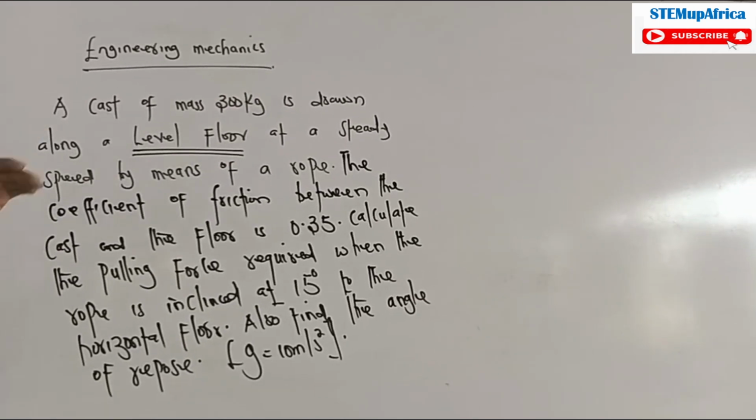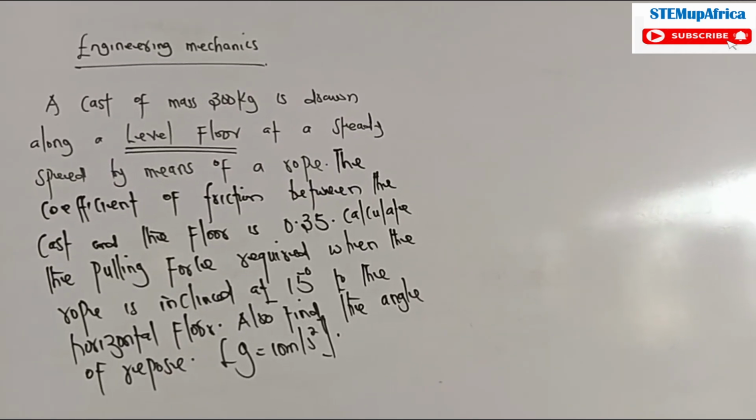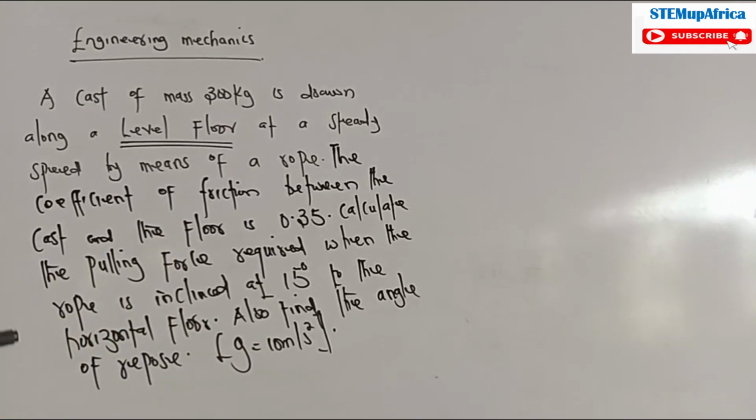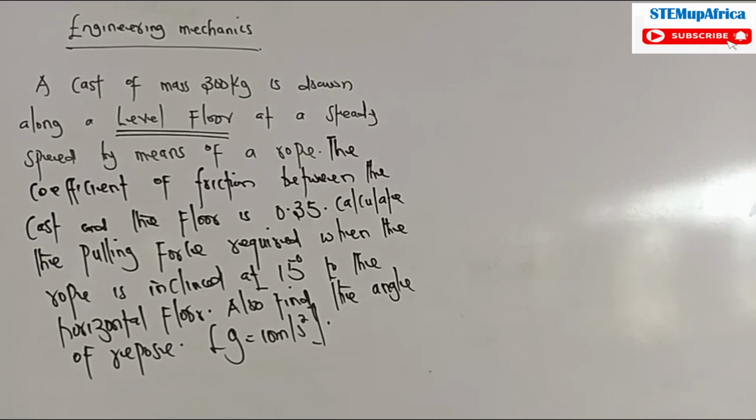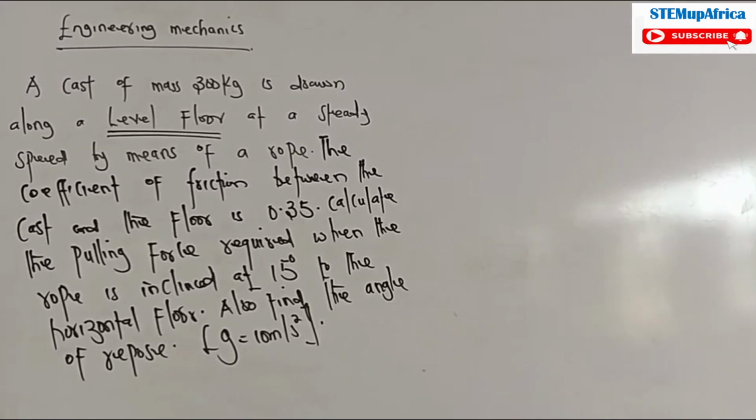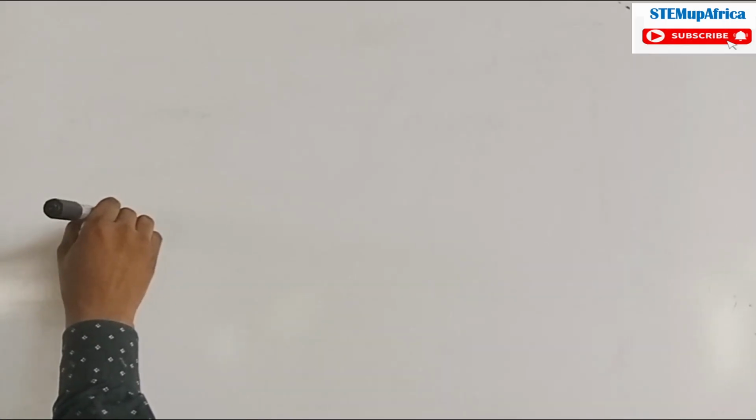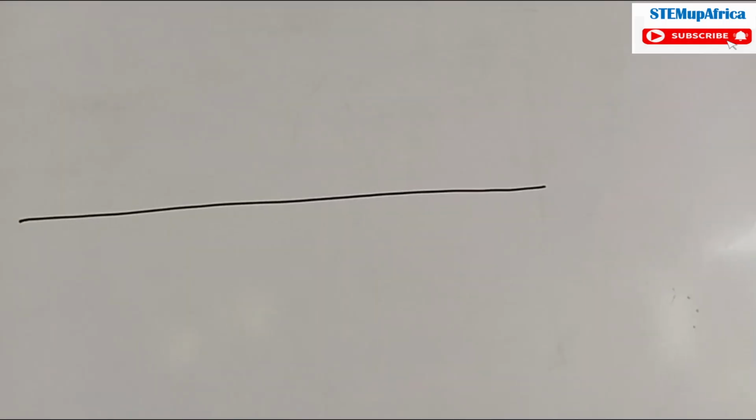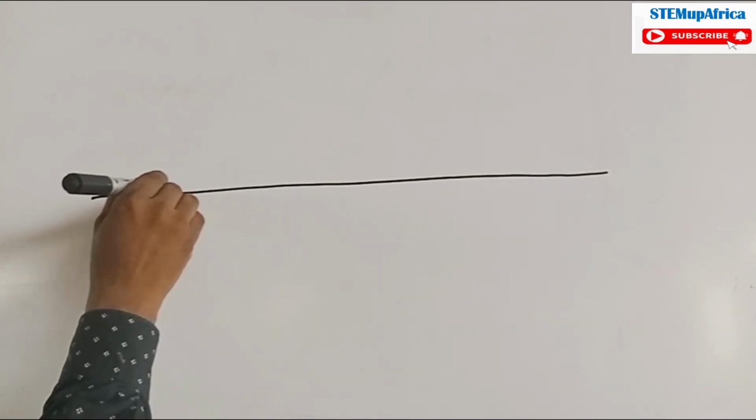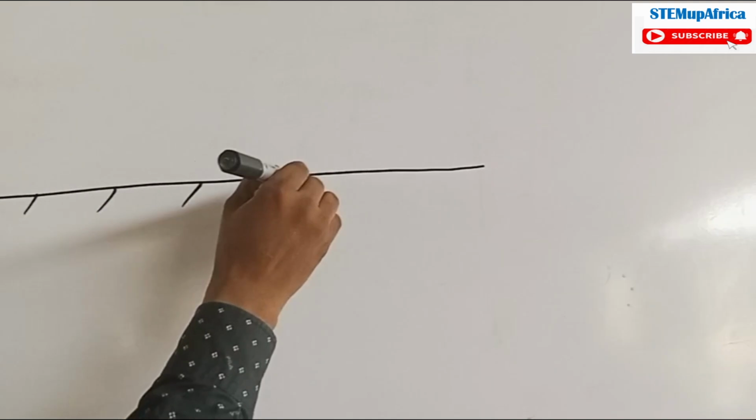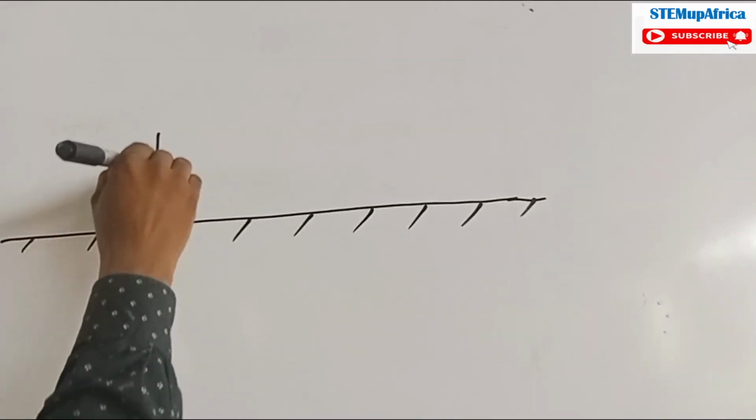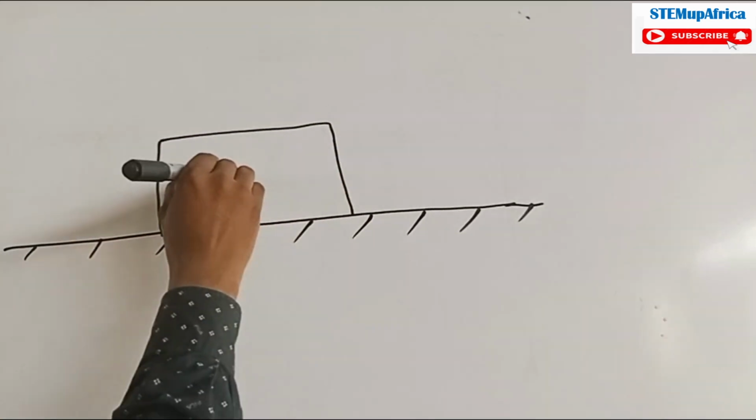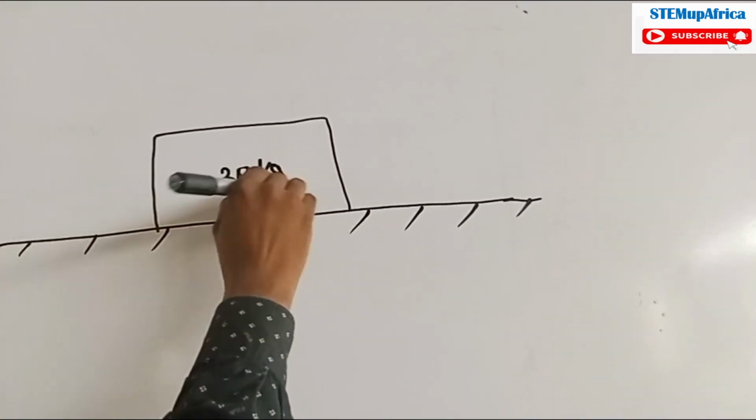We are pulling a cast of mass 300 kilograms with a rope inclined at 15 degrees to the horizontal. It's synonymous to a child pulling the car with a rope. So let's get that picture in mind. Let's use that to draw the diagram. So if this is the horizontal floor, it's always a rough surface. So let's indicate it as a rough surface. And let's say this is a cast now on this floor, and the mass of this cast is 300 kilograms.